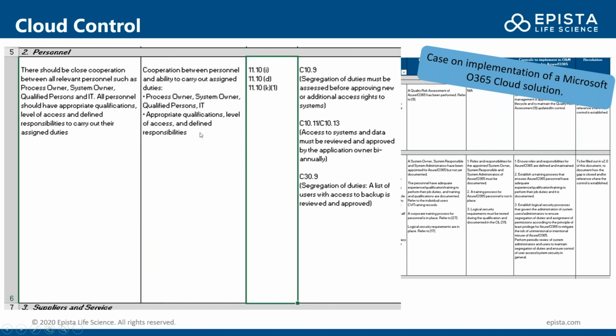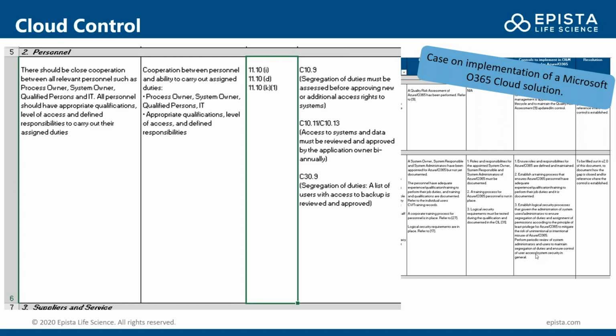So first, I'll take you through the requirement that you might be able to recognize from the Eurolex, where there should be close cooperation between all relevant personnel, such as process owner, system owner, qualified persons, and IT, and all personnel should have appropriate qualification, level of access, and so on and so forth. What we do is then we make an interpretation of the requirement, and we make a link from the Eurolex to 21 CFR Part 11 requirements, thus documenting that the controls that we have oversight with, the implemented processes with our service provider, in this case Microsoft, are actually in compliance with both European and US regulations.